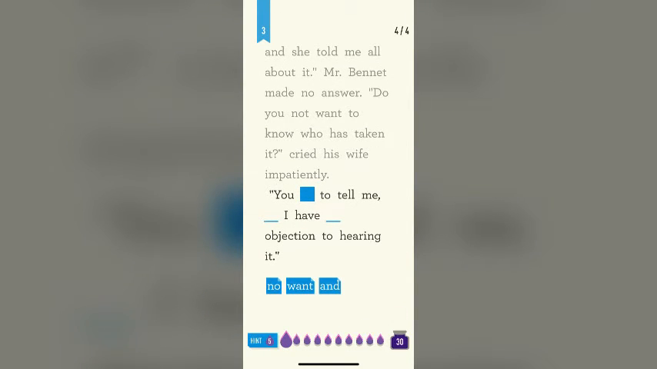How do I like this game so far? Seems kind of like a little SAT problem thing. You want to tell me, and I have no objection to hearing it.